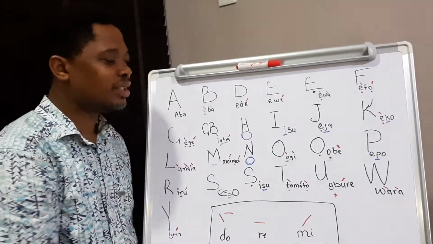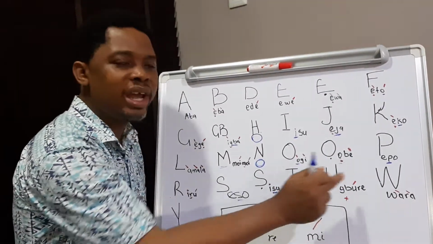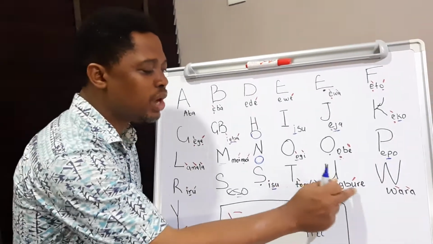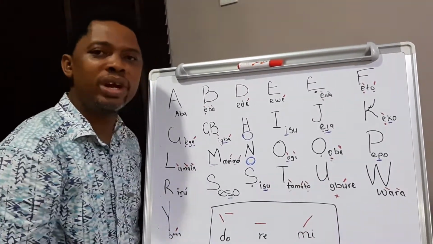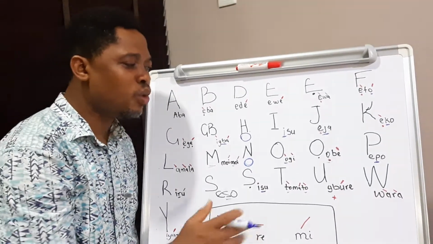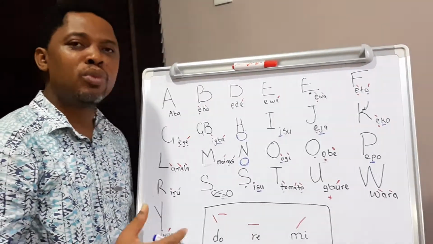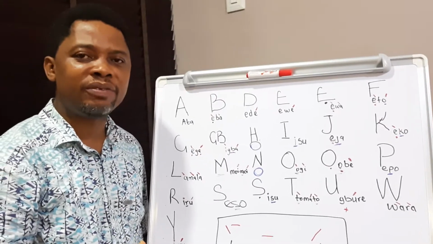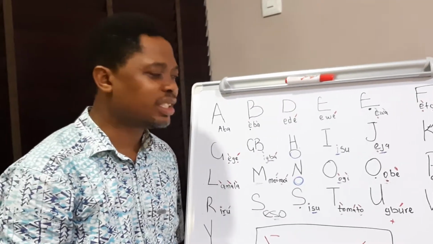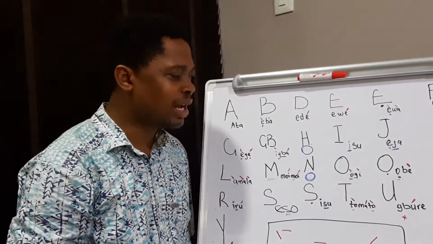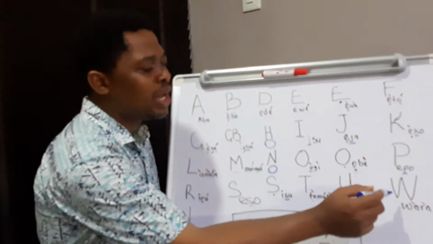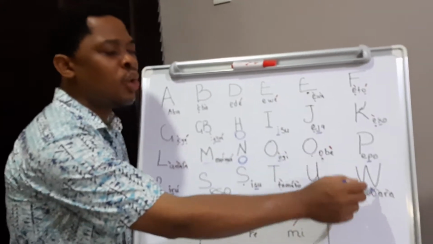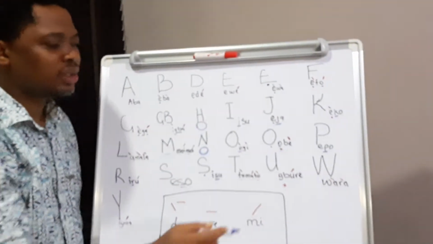U. We have bure. Bure. U sound is the bu part of it. Bure is water leaf. Water leaf is a popular vegetable in Yoruba land and in Nigeria and West Africa. And we have W in English.